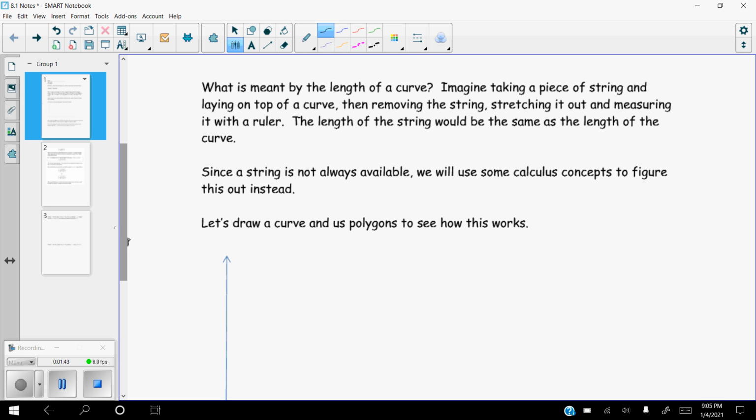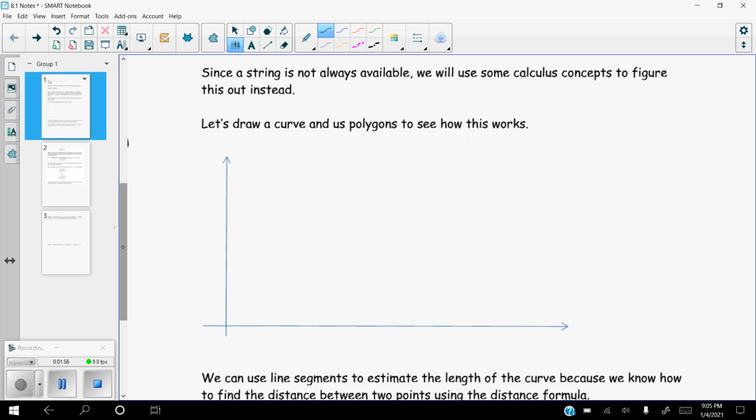Obviously, a string is not always going to be available to us, and curves can be much larger than what we would have even if we had the string. So we're going to use some calculus concepts to figure this out instead. The first thing we're going to do is sketch a curve. It could be any given curve. It doesn't really have to look like anything in particular. But there's my curve.